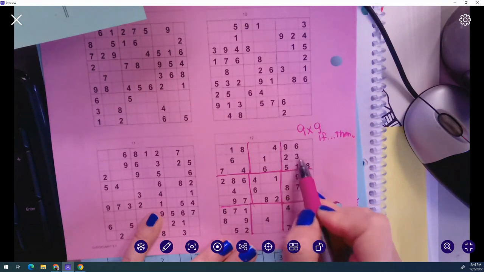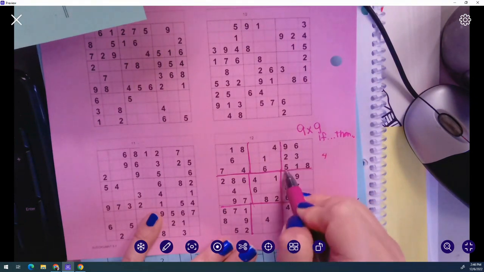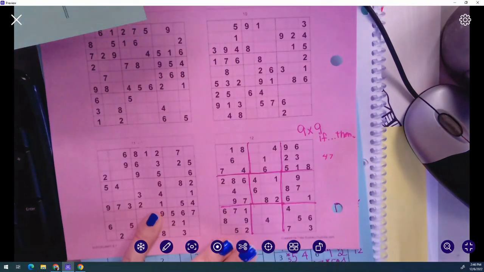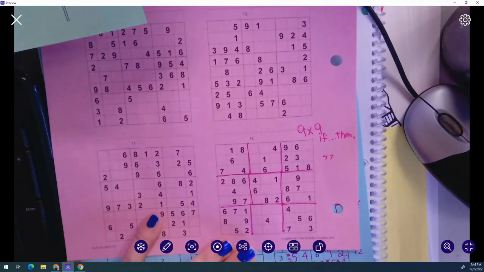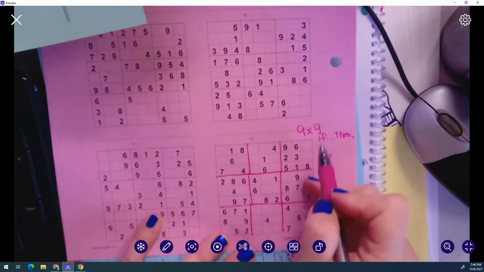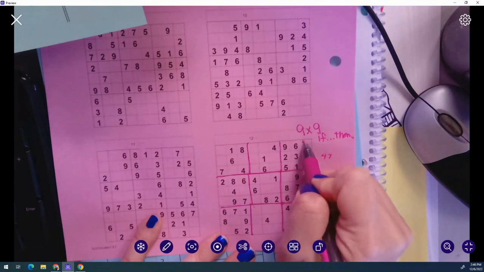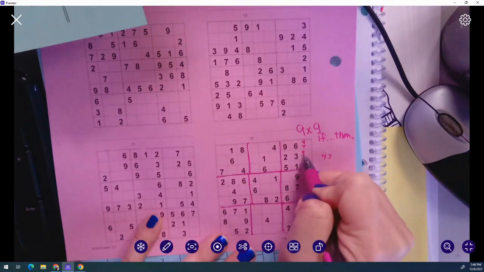So I have a 1, 2, 3. I'm missing a 4, 5, 6, and I'm missing... So I'm missing a 4 and a 7. So I can do notes, so I can write them down like this.